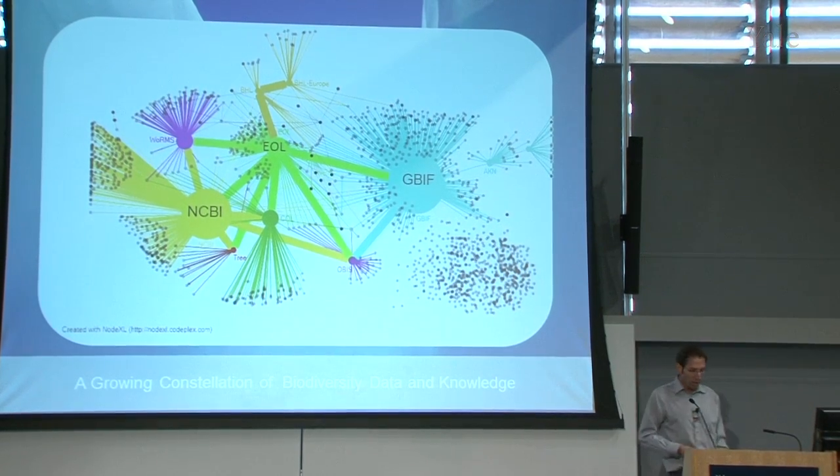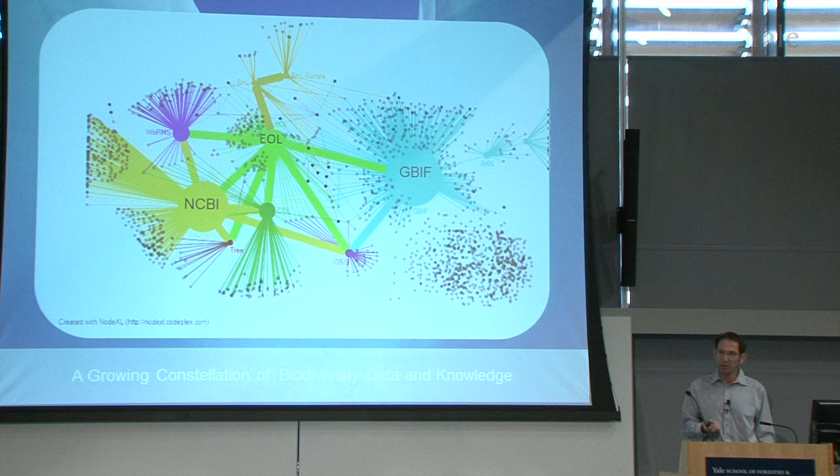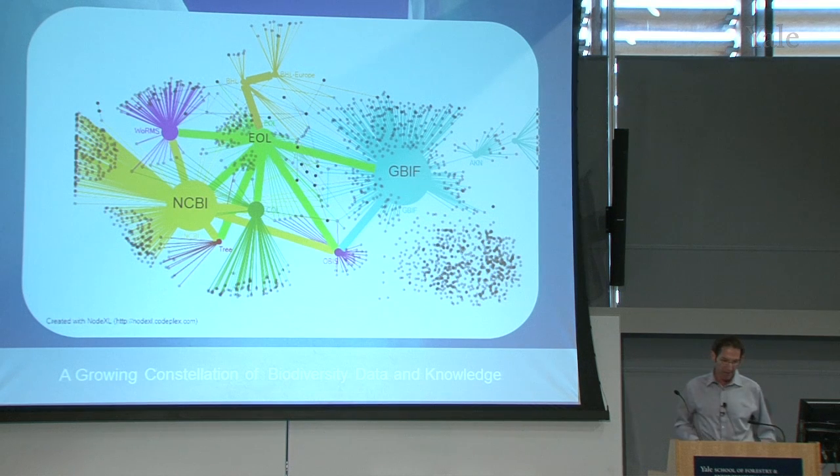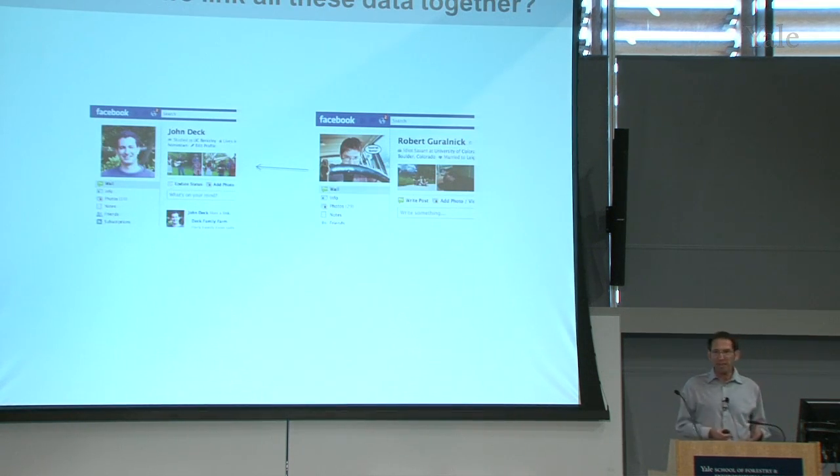And it's one reason why Map of Life can be very powerful, I think, is that it serves as a way of bringing in some of these databases and resources that are kind of out there in no man's land. So how do we link all these data together?